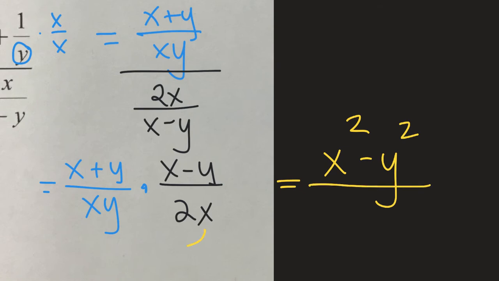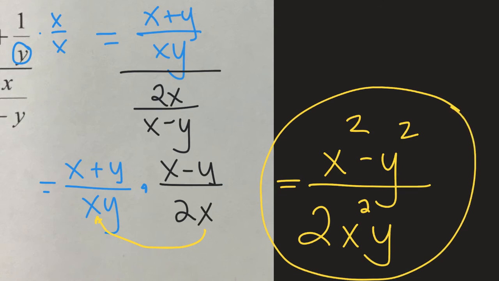And on the bottom, we have some like terms. X times x gives us an x squared. So that would be a simplified version, x squared minus y squared over 2x squared y, which is just one fraction rather than the two fractions that we began with.